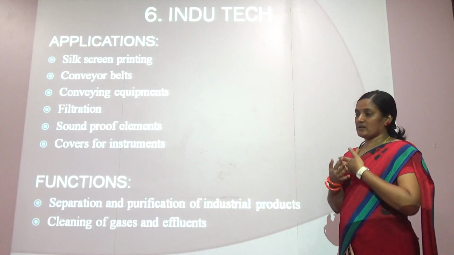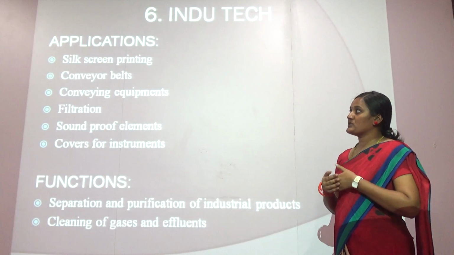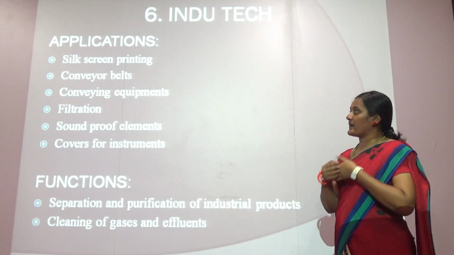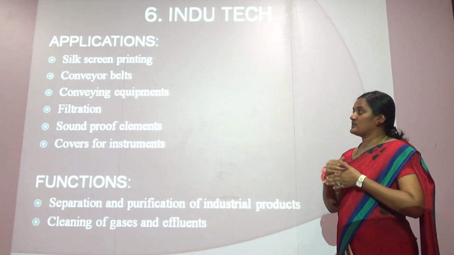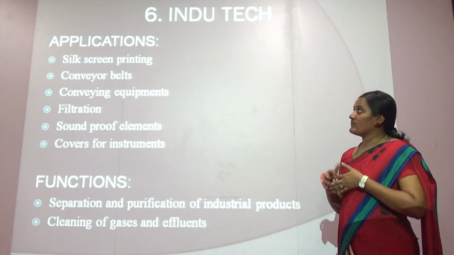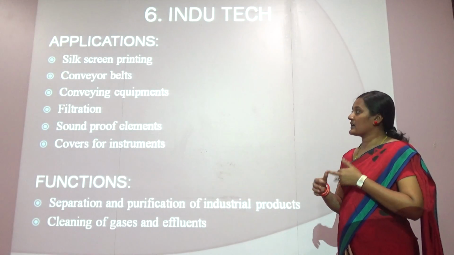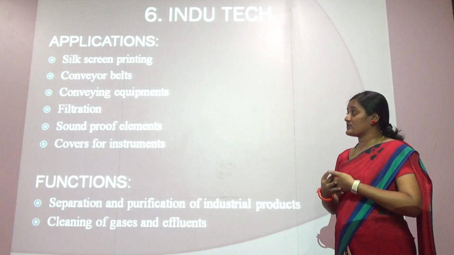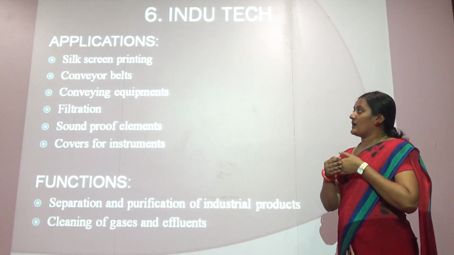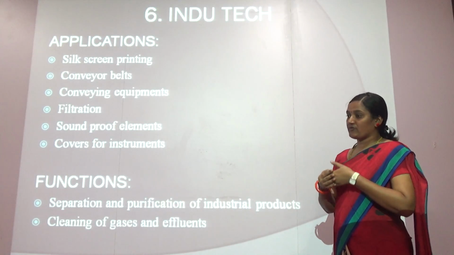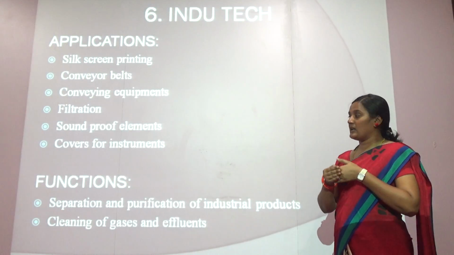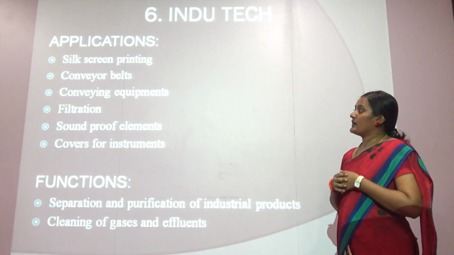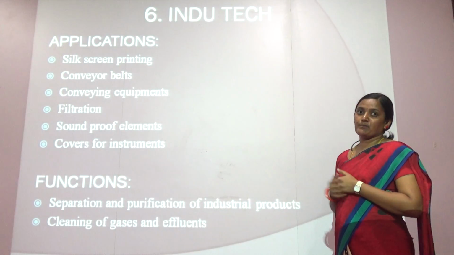Silk screen printing is nothing but the screen printing which is made of silk material. And conveyor belts, this will help to connect the machine and the motor. So this is what the conveyor belt. In this conveyor belt, the Indutech material is used. And conveying equipments: in large scale manufacturing industries, they will get some conveying equipments, and these will help to transport the manufactured goods from one place to another place.